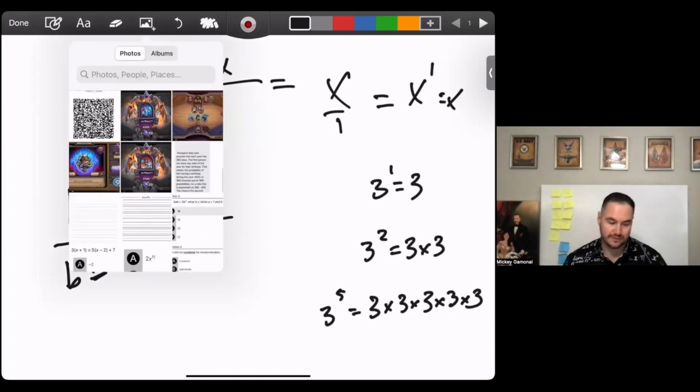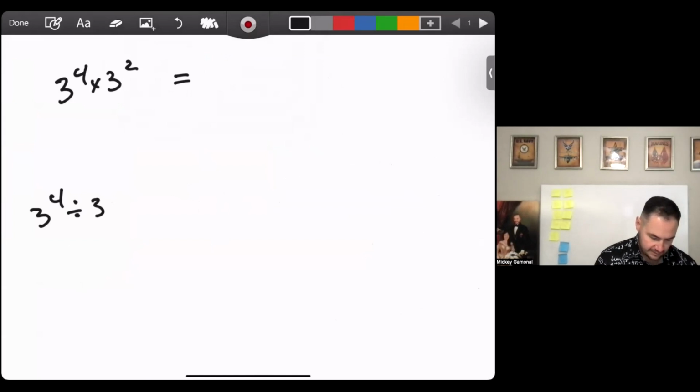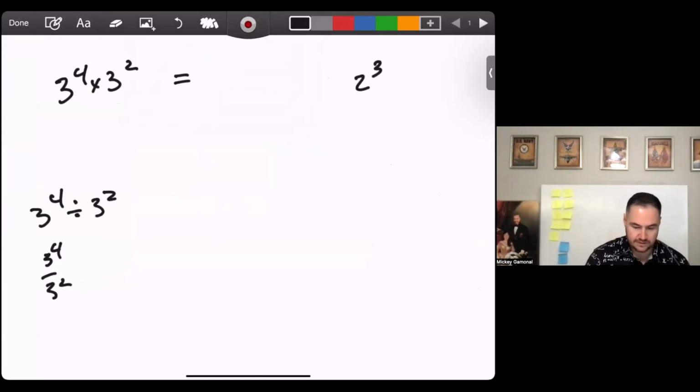So let's get into a few of them. A couple examples are going to be 3 to the 4th times 3 squared, 3 to the 4th divided by 3 squared, which could also look like this. 2 to the 3rd. I used 2 to the 3rd to make an example, so go ahead and solve what 2 to the 3rd would be.